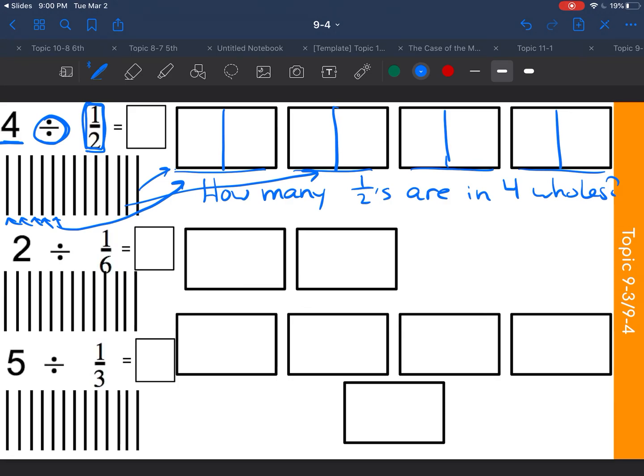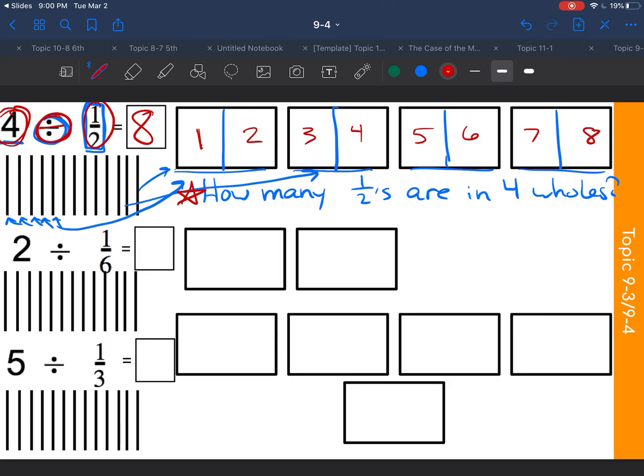So now we answer this question. How many halves are there in 4 holes? Well, if we count all the halves, 1, 2, 3, 4, 5, 6, 7, 8. So our final answer of 4 divided by a half, or 4 holes, trying to see how many halves there are in it, there are 8 total halves.